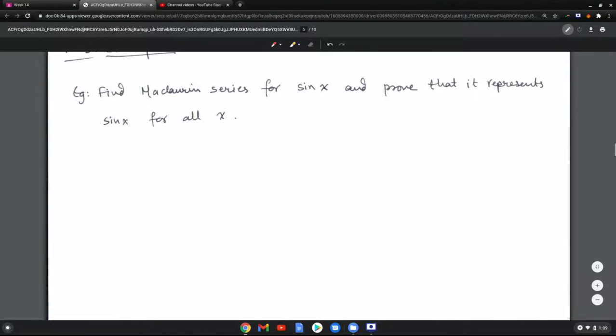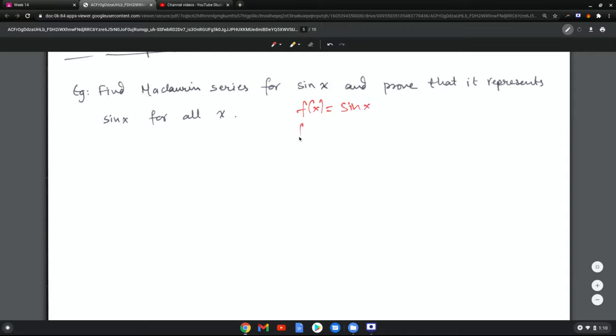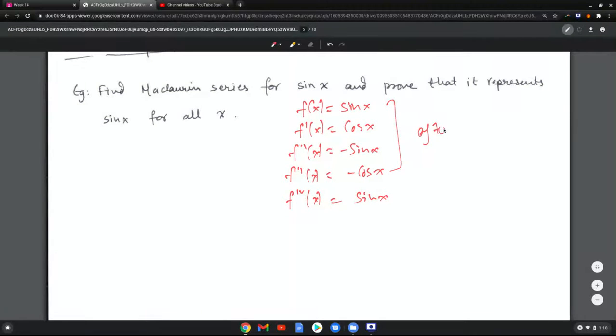Some more examples of Maclaurin series. Finding the Maclaurin series for sine x. First of all, this means I'm working with f of x equals sine x. f prime of x is cosine. The second derivative is negative sine. The third derivative is negative cosine. And the fourth derivative is sine. So after 4, the pattern repeats.